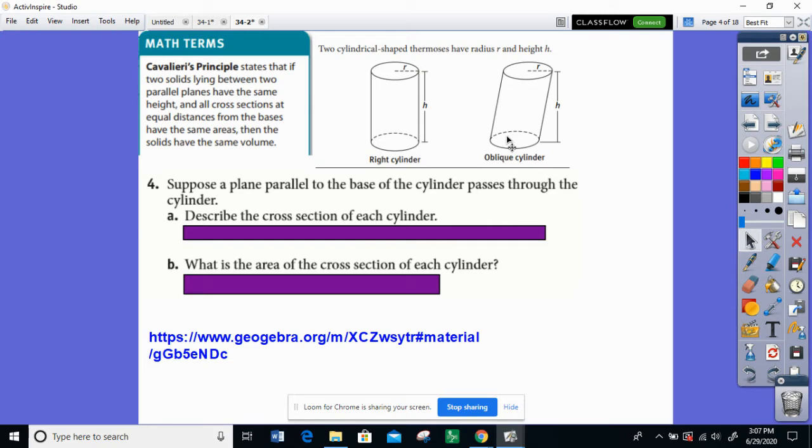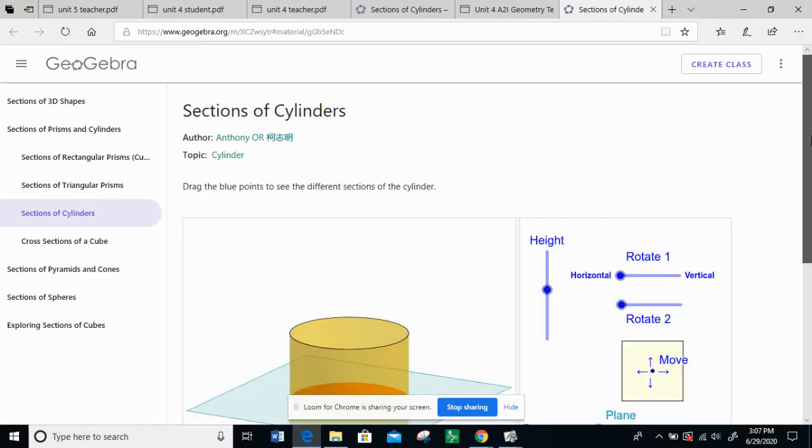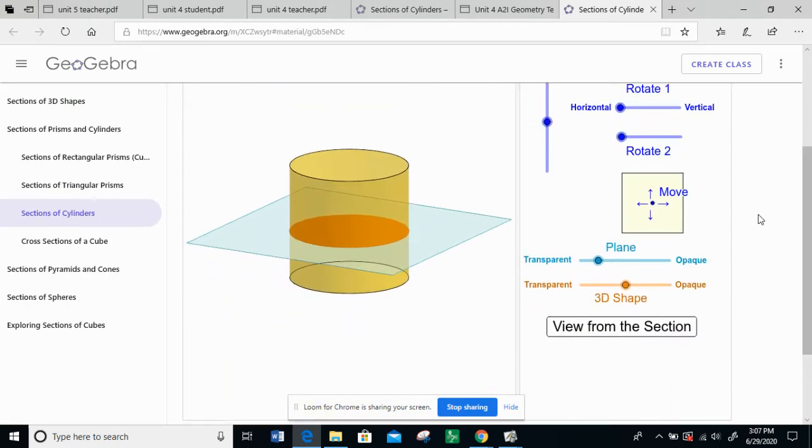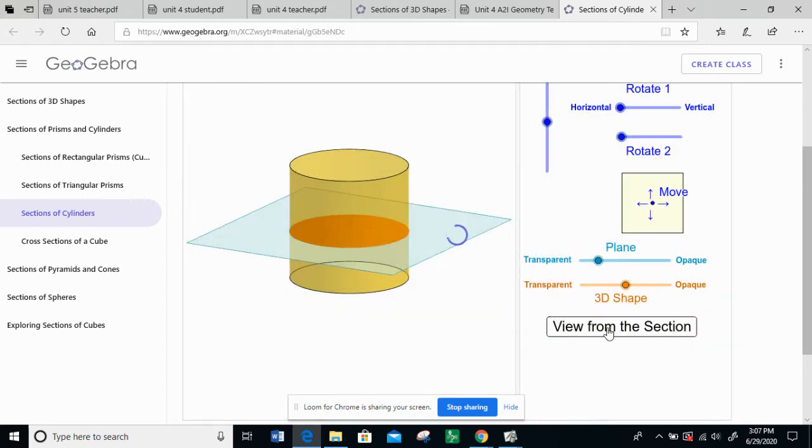So it says, suppose a plane parallel to the base of the cylinder passes through the cylinder. And they want us to describe the cross-section of each cylinder. So I've got a way that we can see that. Here's a cylinder. And if we put a plane parallel to the base of the cylinder, let's see what we end up with as the cross-section.